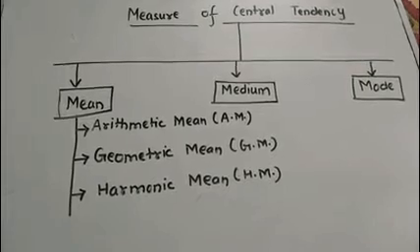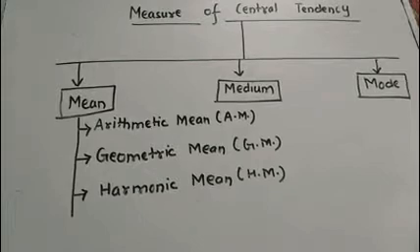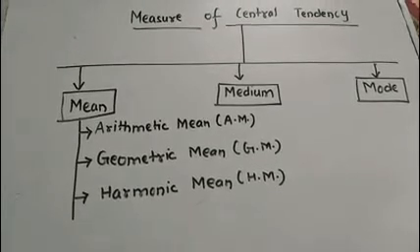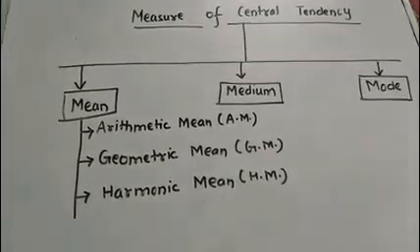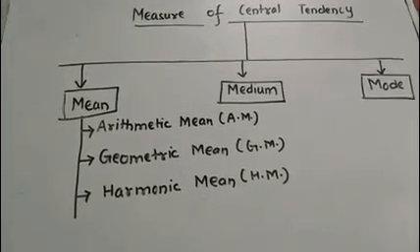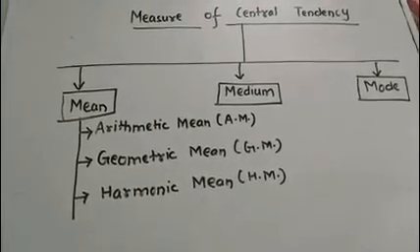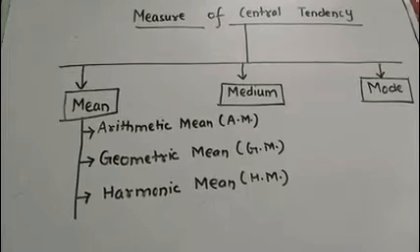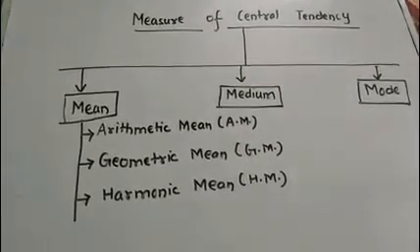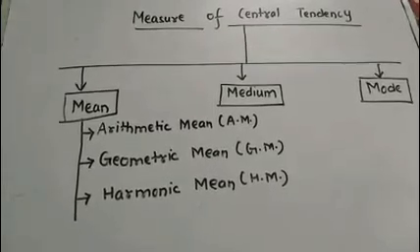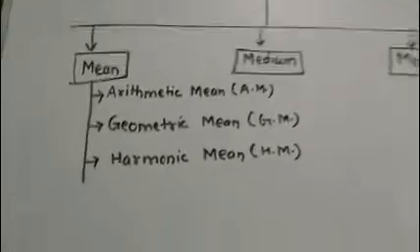So today in this video session we are going to discuss the topic named measure of central tendency. Basically, in the chapter of measure of central tendency we are going to cover three main topics: one is mean, another one is median and the last one is mode. Now the mean is further classified into three types: arithmetic mean, geometric mean and harmonic mean. So here we are going to start with the arithmetic mean.